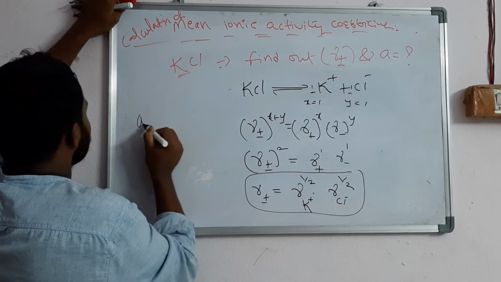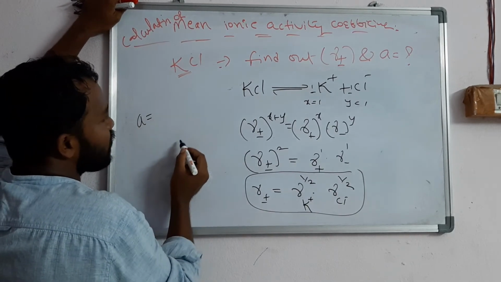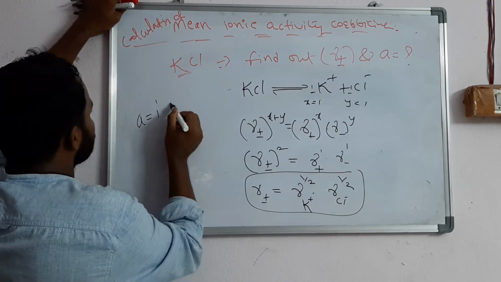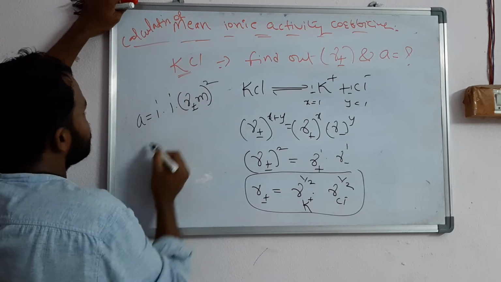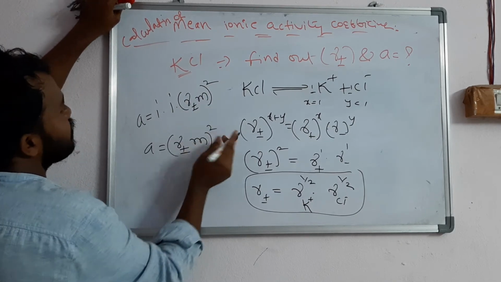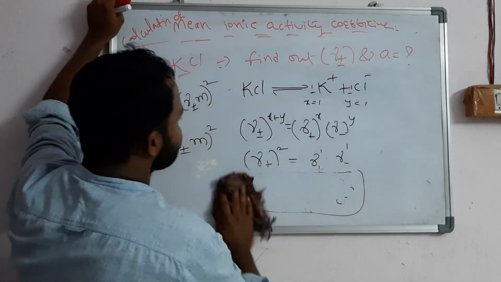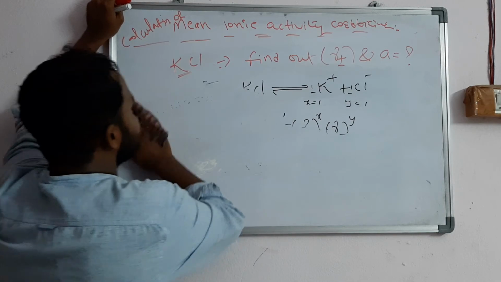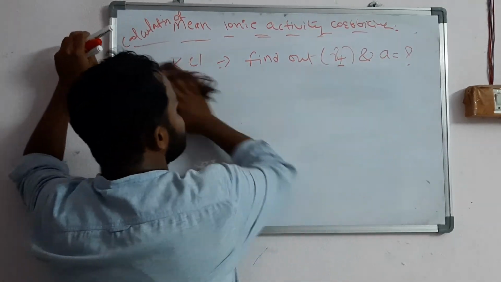So if I want to write A, what is it? X power x, y power y into gamma plus or minus all to the power of x plus y. So 1 power 1 into 1 power 1 into gamma plus or minus all to the power of m into x plus y, which is 2. That is A is equal to gamma plus or minus m whole square. This is about mean ionic activity and activity coefficient of KCl. KCl is K plus and Cl minus, one charge each, that is called a uni-uni electrolyte.